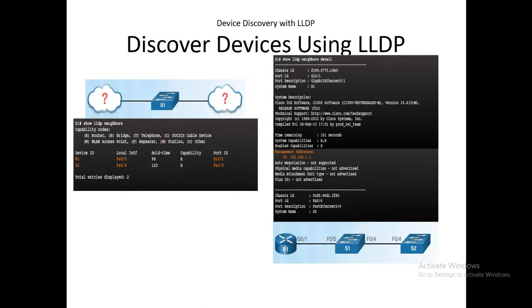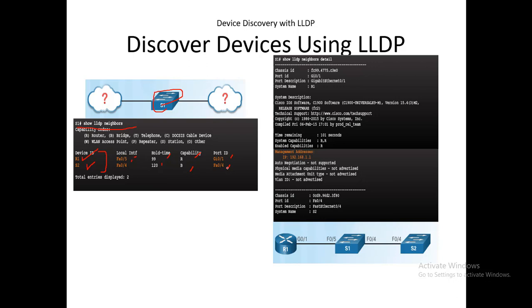Let's talk about the discovery process using this LLDP command instead of CDP. If you are configuring a switch and you run show LLDP neighbors, it will also display the neighbors. There are two neighbors, the device IDs, one is the router and the other is the switch, their interfaces, their hold time, their capabilities and their port IDs as well.